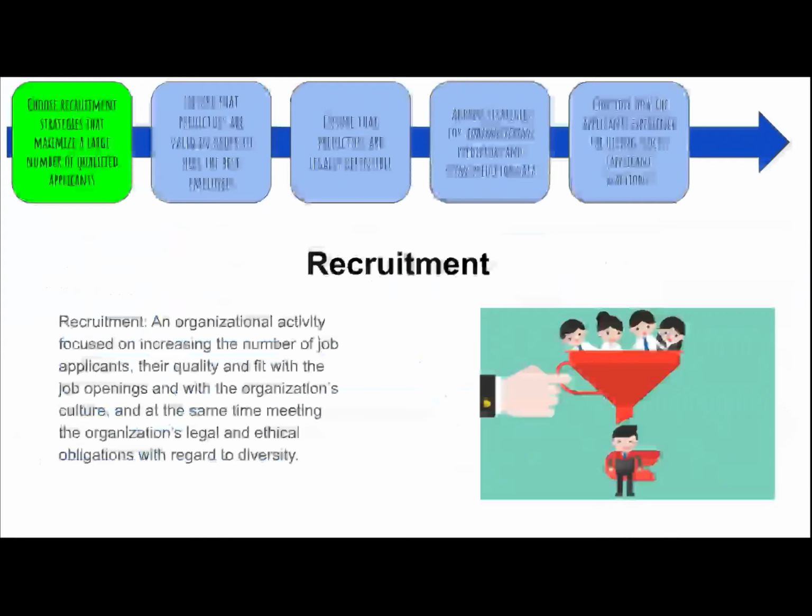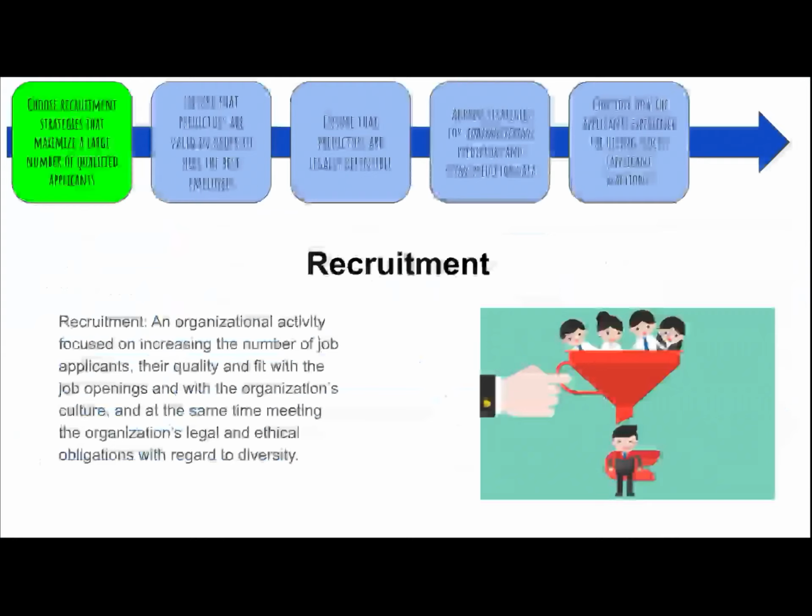It's very important to choose a recruitment strategy that maximizes the number of people as well as how qualified they are. Let's read the definition for recruitment and then we'll talk about it a little. Recruitment is an organizational activity focused on increasing the number of job applicants, their quality and fit with the job openings and with the organization's culture, and at the same time, meeting the organization's legal and ethical obligations with regard to diversity. Let's unpack that for a minute.